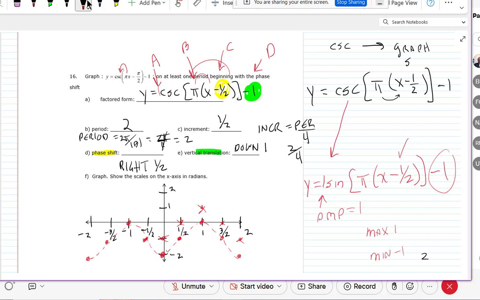Okay, good place to pause and see if anybody's got any questions on this. Does anybody have anything that they don't understand as to what I'm doing?